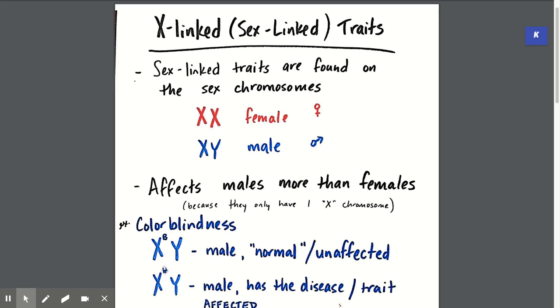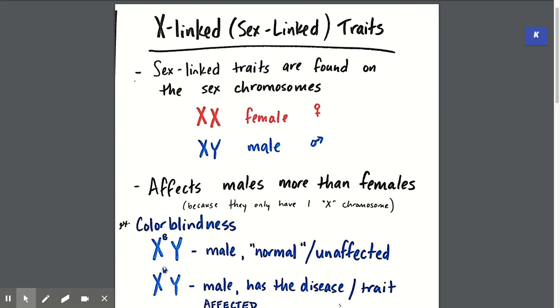Hello, biology students. Today we are going to chat about X-linked or sex-linked traits or diseases. It really just depends. We're going to call them traits because the examples we use are not life-threatening, and disease has a kind of negative implication. But these X-linked or sex-linked traits have to do with sex chromosomes.